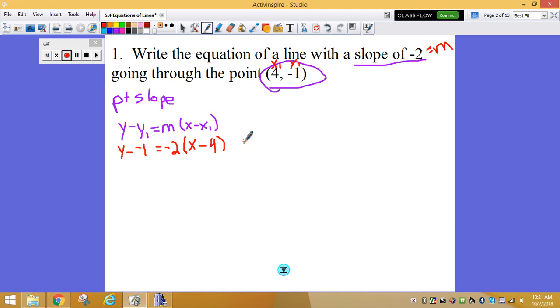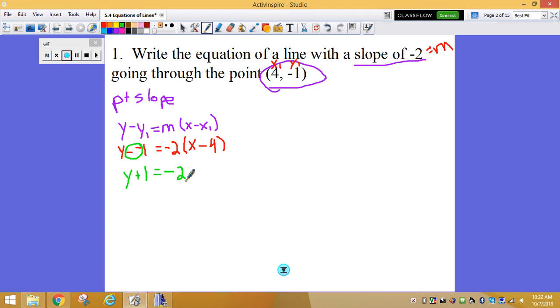Okay, so take a second and make sure where I plug stuff in makes sense. Again, this is my m. Plugged in this 4 for x1, and plugged in -1 for y1. Now this is almost done as far as point slope goes. The only thing I want you to fix is right here. This minus negative, hopefully you know minus negative really is the same thing as a plus. So I'm going to change that to y plus 1.